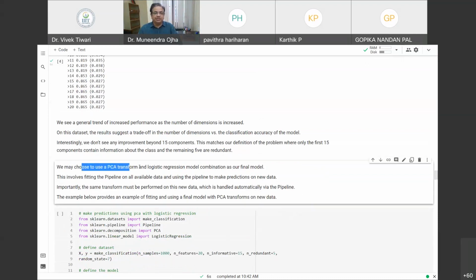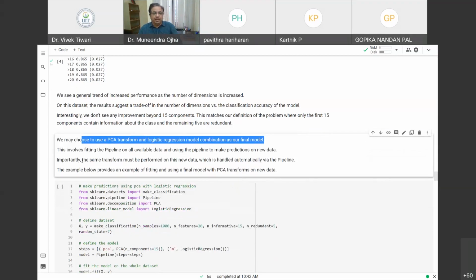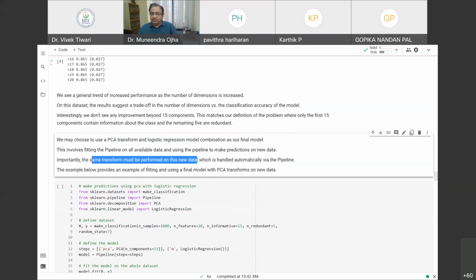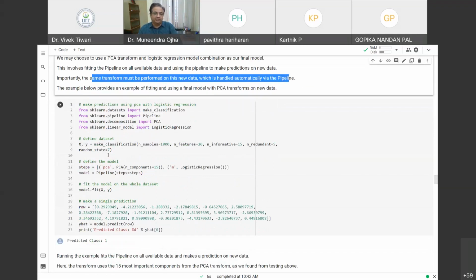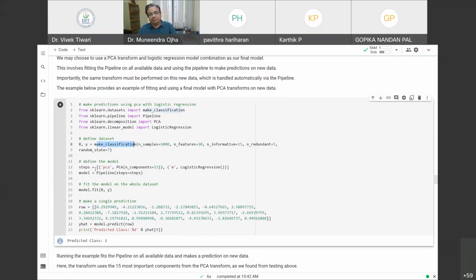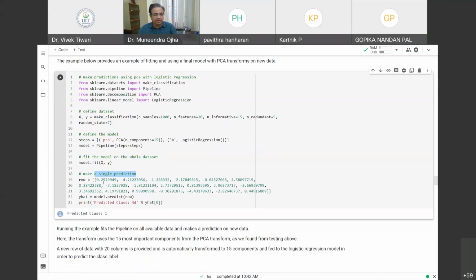We may choose to use a PCA transform and logistic regression model combination as our final model. This involves fitting the pipeline on all available data and using the pipeline to make predictions on new data. The same transform must be performed on this new data, which is handled automatically by the pipeline. So if you see this pipeline, you see what is happening. First, we make the data, then we define the pipeline: PCA first and then logistic regression second, and this pipeline involves all these steps. When we fit the data, we make a single prediction. So the class prediction is happening over here.